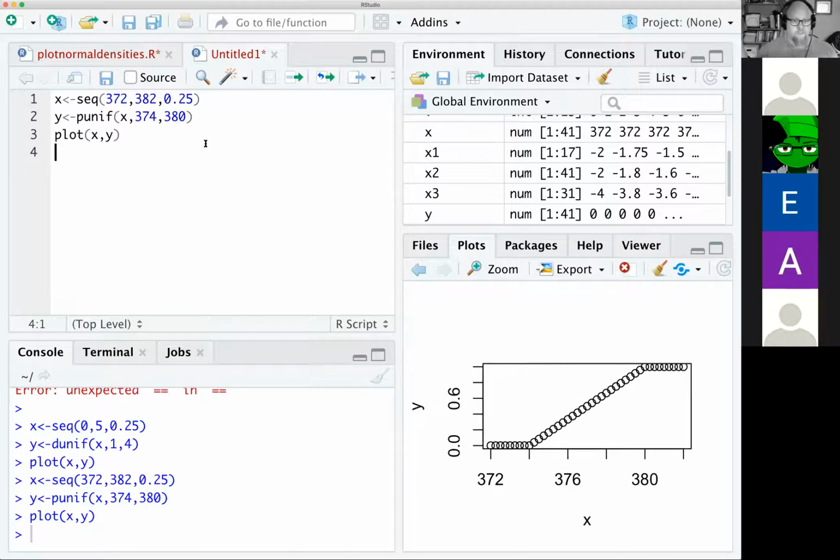So I'll just show you what happens if I change this step size a little differently. You see, if I change the step size from 0.25 to 0.5, it plots fewer points. But this is a good way to get a sketch of a graph of a cumulative distribution function in this case.